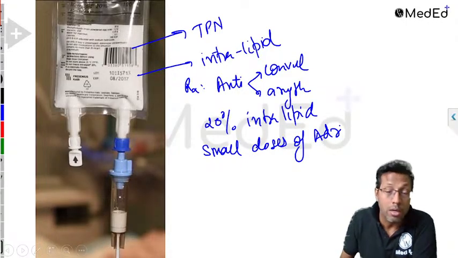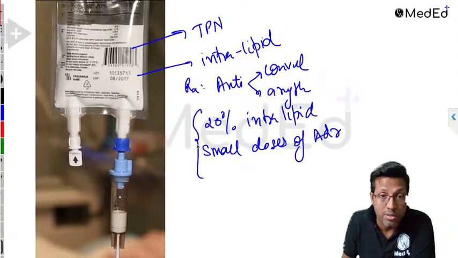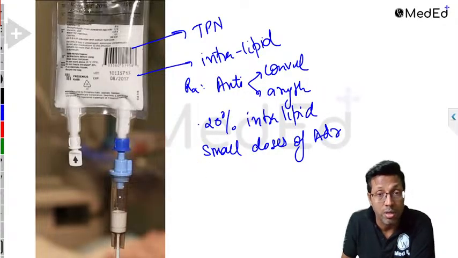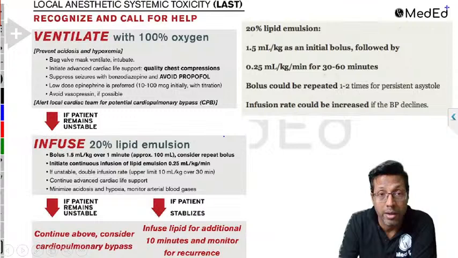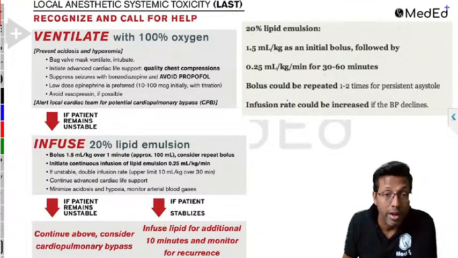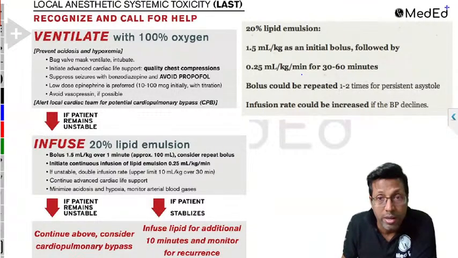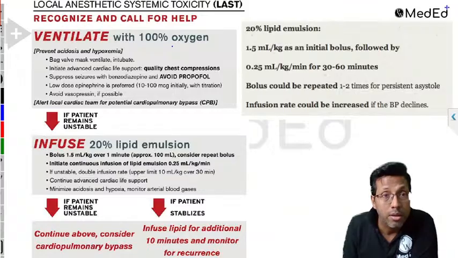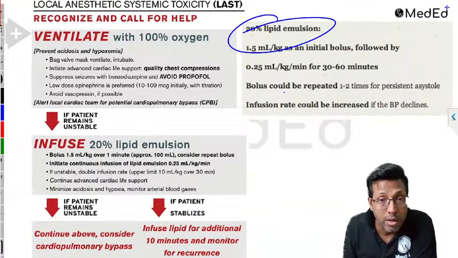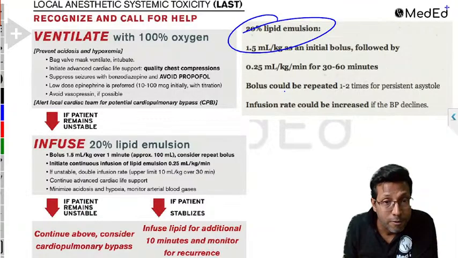Okay. So these two are the new treatments seen for local anesthesia systemic toxicity with bupivacaine: 20% intralipid and small doses of adrenaline. Okay. So you will find here also written. This is the treatment for that. Lipid emulsion is there, and then ADR is also there. Small doses of ADR.